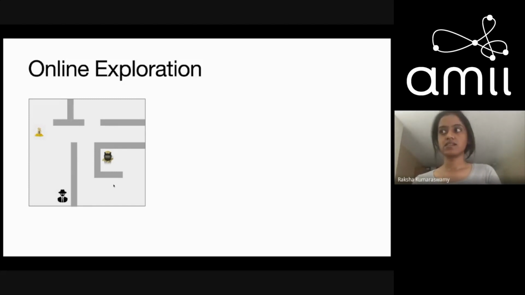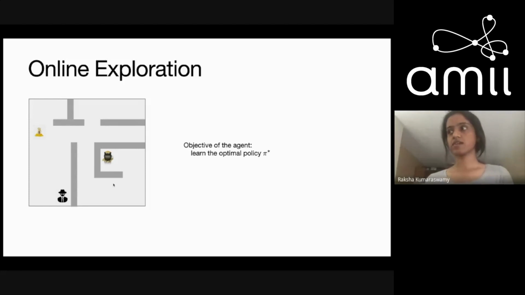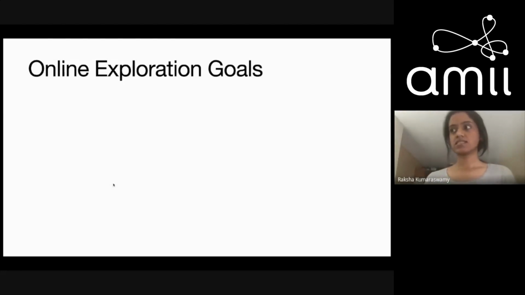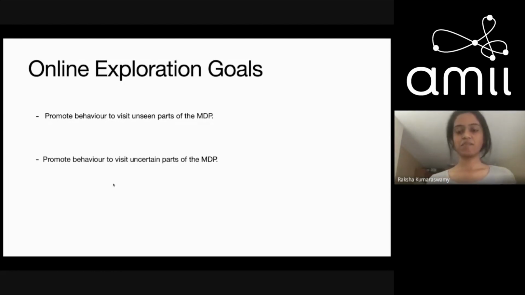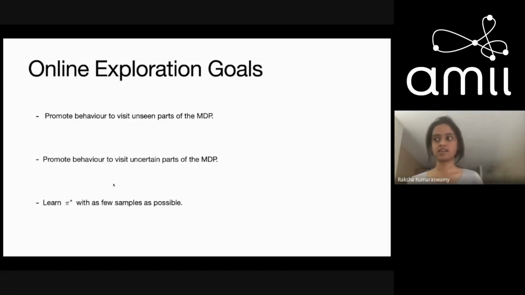So we're interested in inducing exploratory behavior, which would look for a pot of gold scenario, even if the sack of gold policy sounds promising. And given this exploration framework, the objective of the agent is still to learn the optimal policy pi star, but taking into account the fact that this is an online framework as opposed to an offline framework. So the goal for online exploration is essentially to promote behavior that visits unseen parts of the MDP, promote behavior that visits uncertain parts of the MDP. I'm trying to differentiate between the two because just because a part is seen as an experience once, it does not have to be learned about perfectly. And additionally, we would like to learn a policy pi star with as few samples as possible.